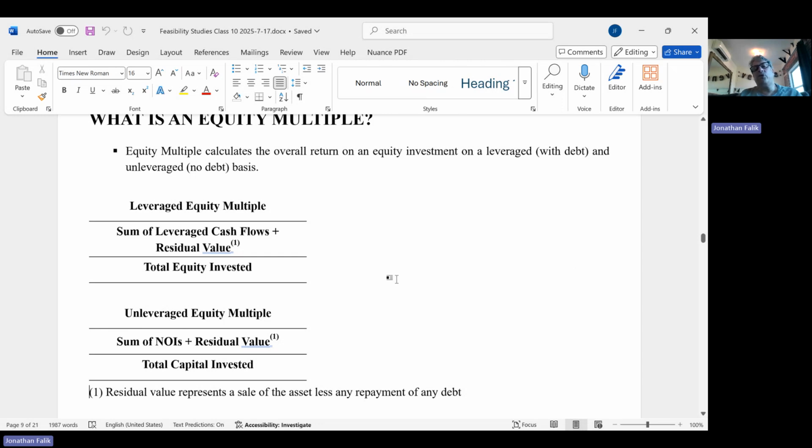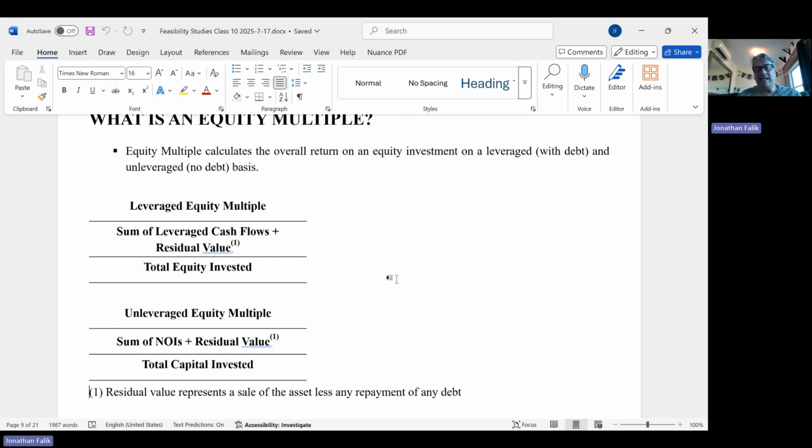There are some investors that don't look at net present values at all, don't look at IRRs, and they say, if I'm in this for 10 years, I want to double my money. If I'm in this for 5 years, I want to double my money. So they can evaluate what the equity multiple is. If the equity multiple is 2.0, they've doubled their money. If the sum of the NOIs and the residual value, divided by total capital invested, is 1.5 times, that means you're making 1.5 times the money that you've invested.